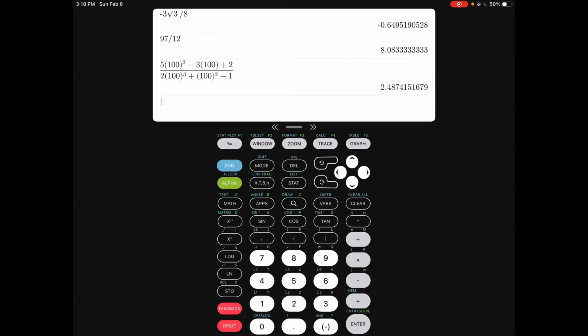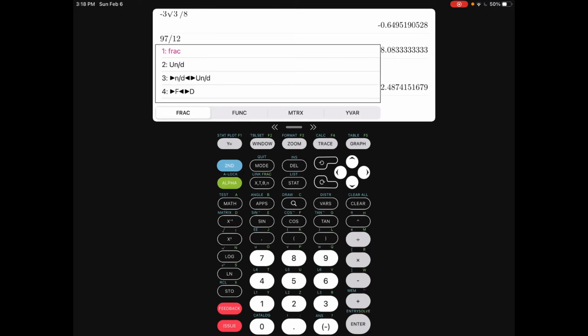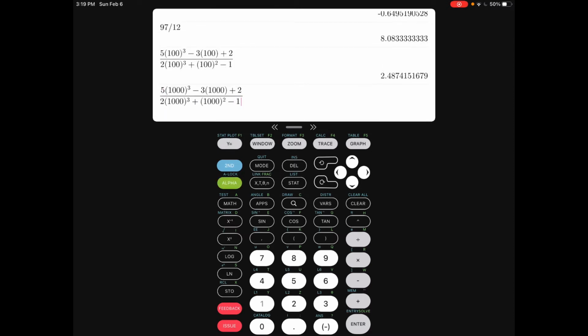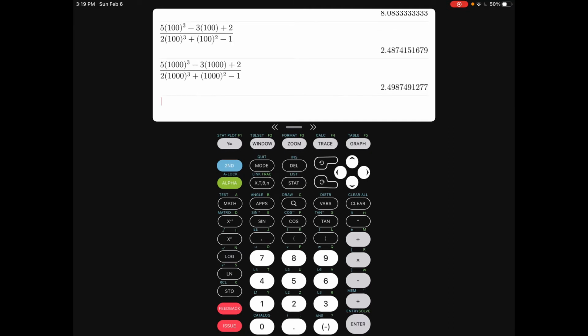So if I used 1,000. All I've done is used a bigger value. You can see it's getting closer to 2.5. And doing two of them really confirms to me that it's converging, or getting closer and closer, to that value of 5 over 2 or 2.5.